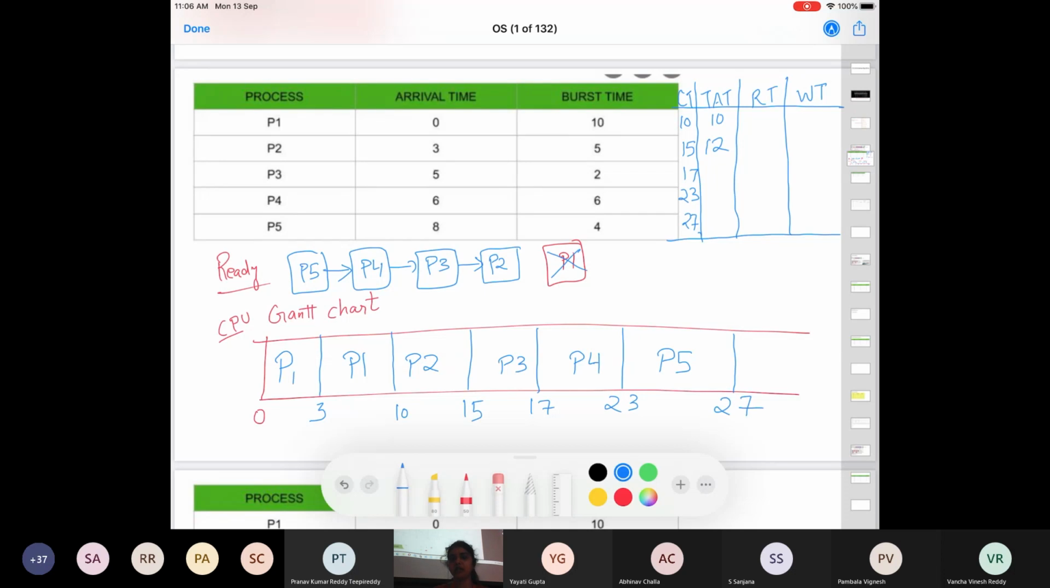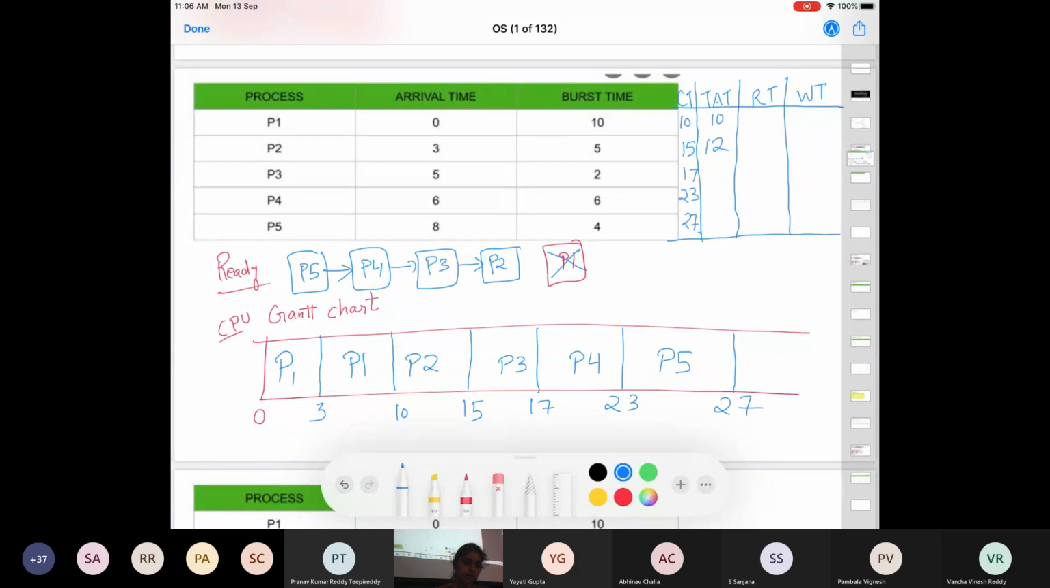So let me repeat, turnaround time is the time. So assume you are a process. So turnaround is the time you have spanned between when you came to the ready queue and by the time you were terminated. Right? So you can say it's the time for which a person lives, and in this case the time for which a process lives.